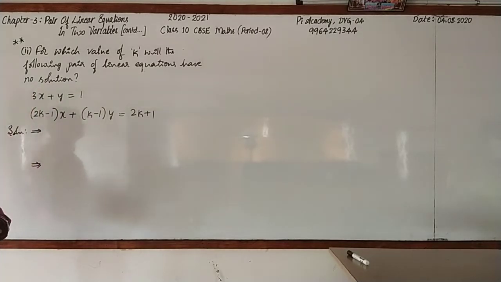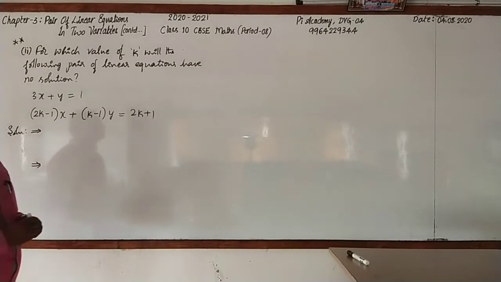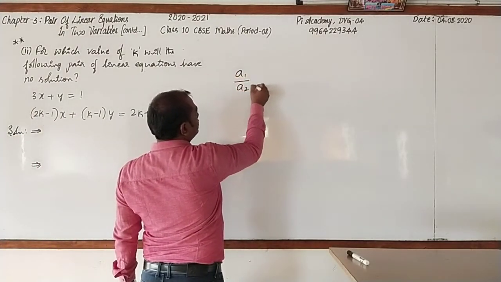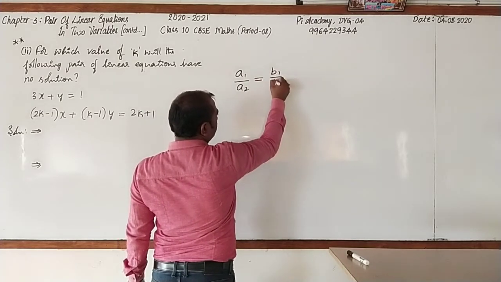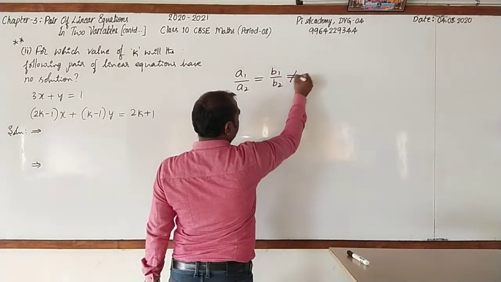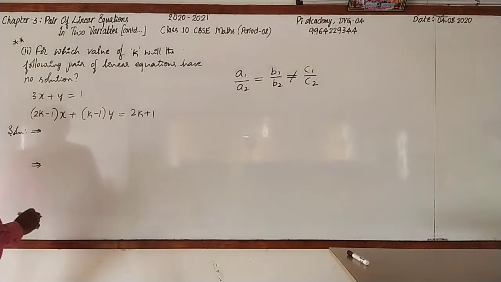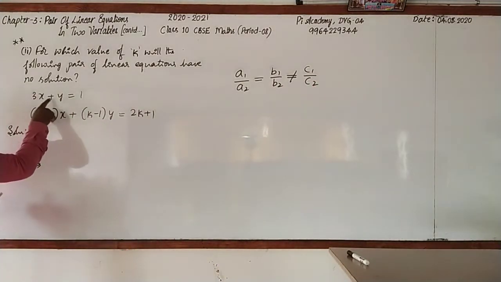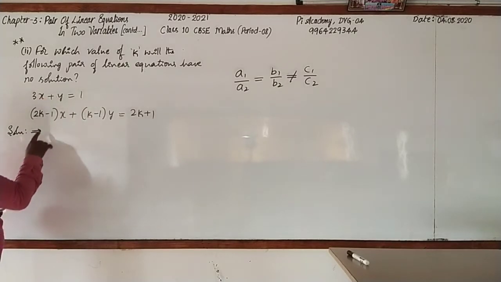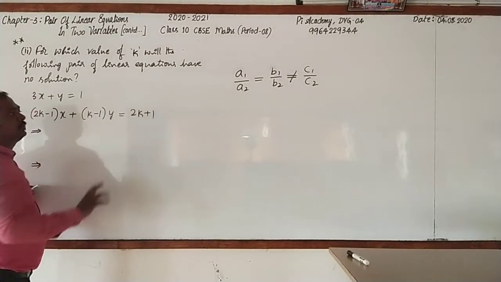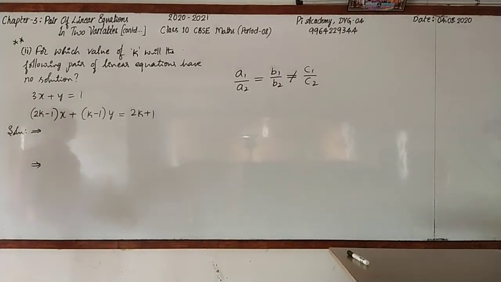Dear students, could you tell what is the condition for no solution? Yes, you are right. It is A1 by A2 is equal to B1 by B2 is not equal to C1 by C2. Is it not? Yes. The given equations are 3x plus y equal to 1, and 2k minus 1 into x plus k minus 1 into y equal to 2k plus 1.